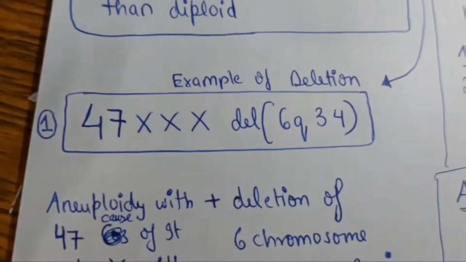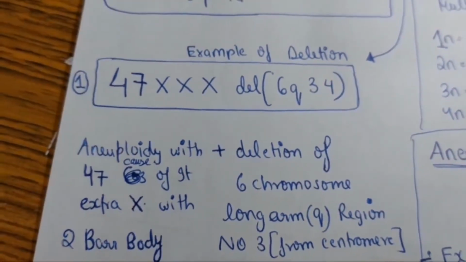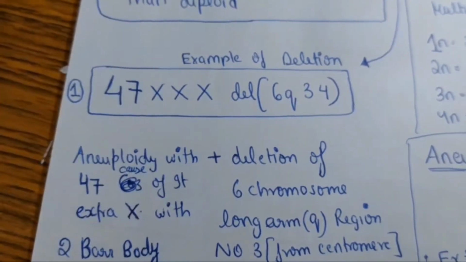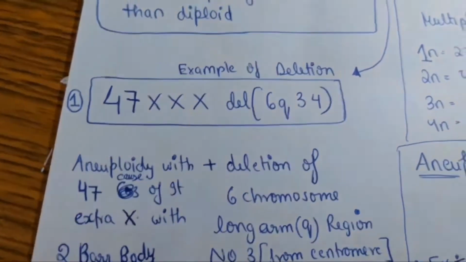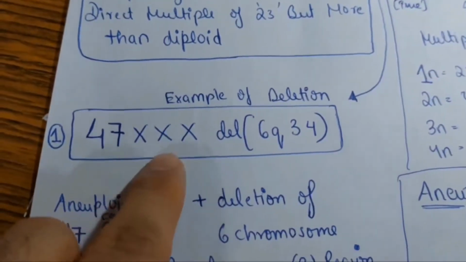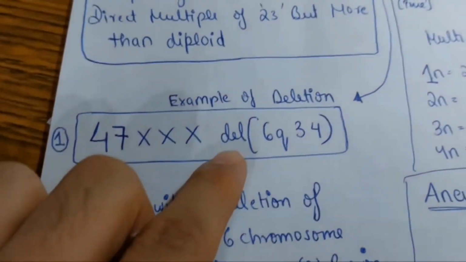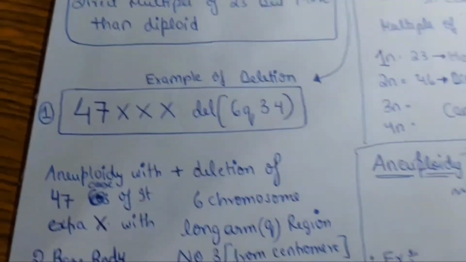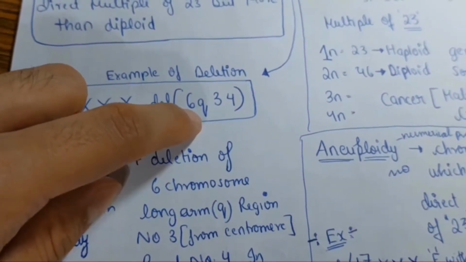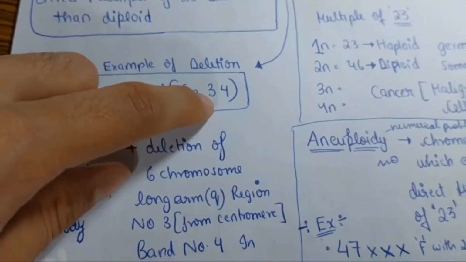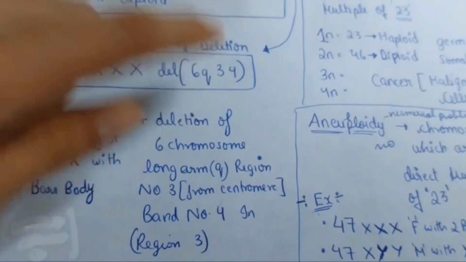So now if we come back to this example, here we can see this person has 46 chromosomes, and 46 is not a direct multiple of 23, so he has aneuploidy, and the cause of aneuploidy is one extra X chromosome, and this is going to be a female who has two Barr bodies. And then the type of structural defect is deletion, and the deletion takes place in the sixth chromosome in the Q arm, so in the long arm, in the third region from the centromere, and in band number 4 of region number 3.